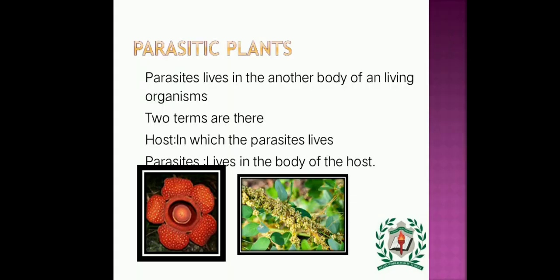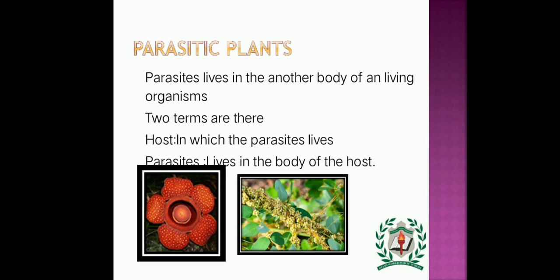Moving on to the first heterotrophic plants, the parasitic plants. What is a parasite, dearies? A parasite cannot prepare its own food, so it lives in the body of another organism. That organism is a host. Parasitic plants live on another organism as a host and derive their nutrition from it. One such example is the Cuscuta plant.